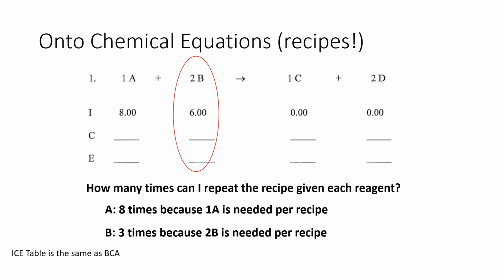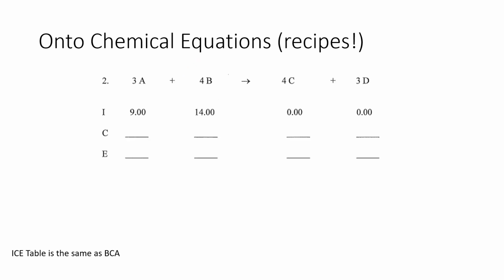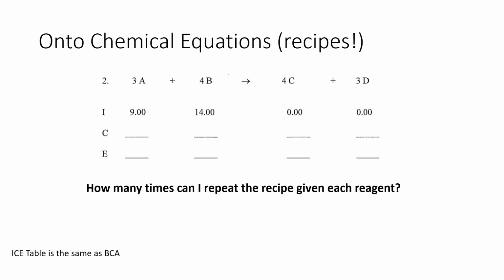So we're gonna do 3 more practice. Feel free to pause every time before you hear the answer. So here's the question. 3A plus 4B will give you 4C and 3D, and you're given 9A as well as 14B. So again, limiting reagent question, ask yourself this question. How many times can I repeat the recipe given each reagent? Again, cover the B and figure out how many times you can repeat the recipe given 9A.